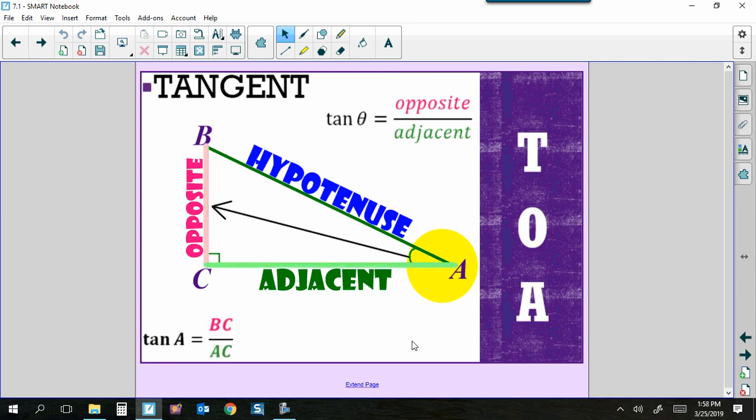So in this case, with angle theta being angle A, opposite to adjacent would become BC over AC. I'm sure many of you have heard the, is it mnemonic device? Yep, SOHCAHTOA. You've probably heard it if you've taken geometry. It's imperative that you spell it correctly.